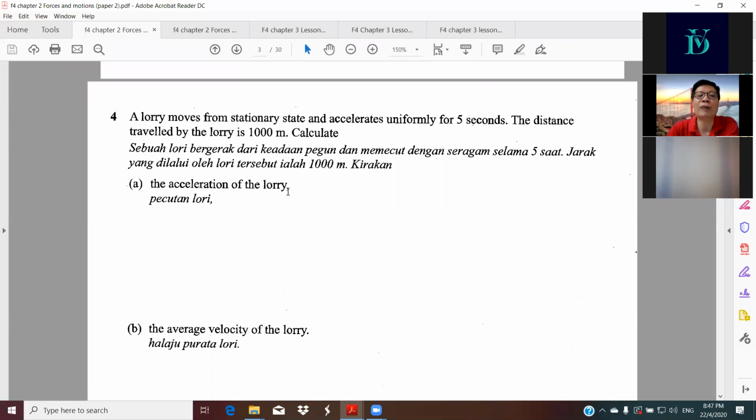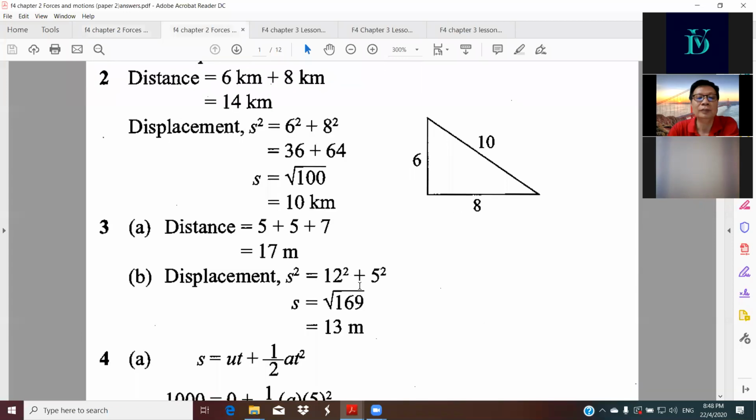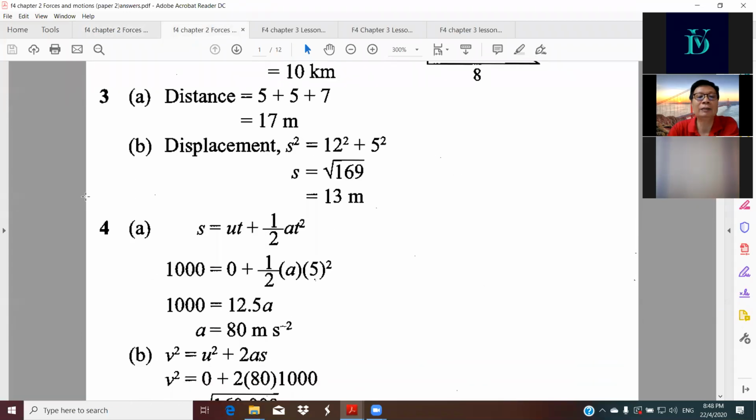How to find it? What formula? You are given initial velocity u equals 0, time 5 seconds, and displacement s or distance 1,000 meters. Find the acceleration, and find the average velocity. Okay, look at the answer. You had better copy down the answer now.